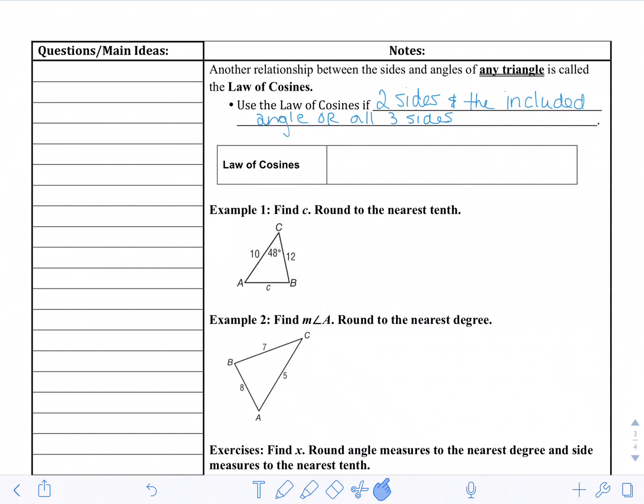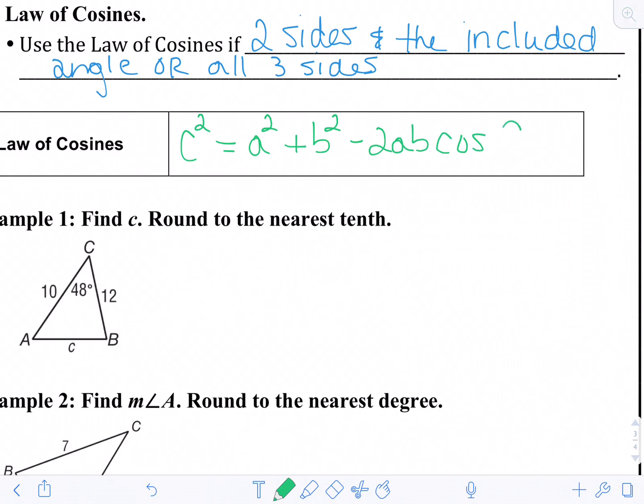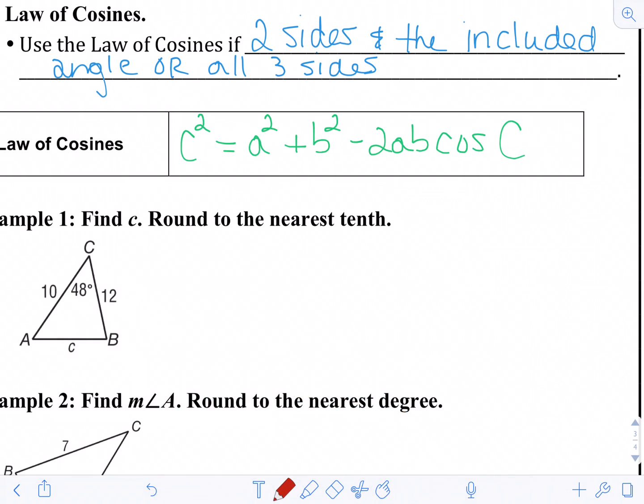So here is your formula for the law of cosines. And don't cry whenever you see it, okay? I'm going to try to help break it down. You have c squared is equal to a squared plus b squared minus 2ab cosine of angle C. Now, I'm going to write underneath here a little bit smaller.